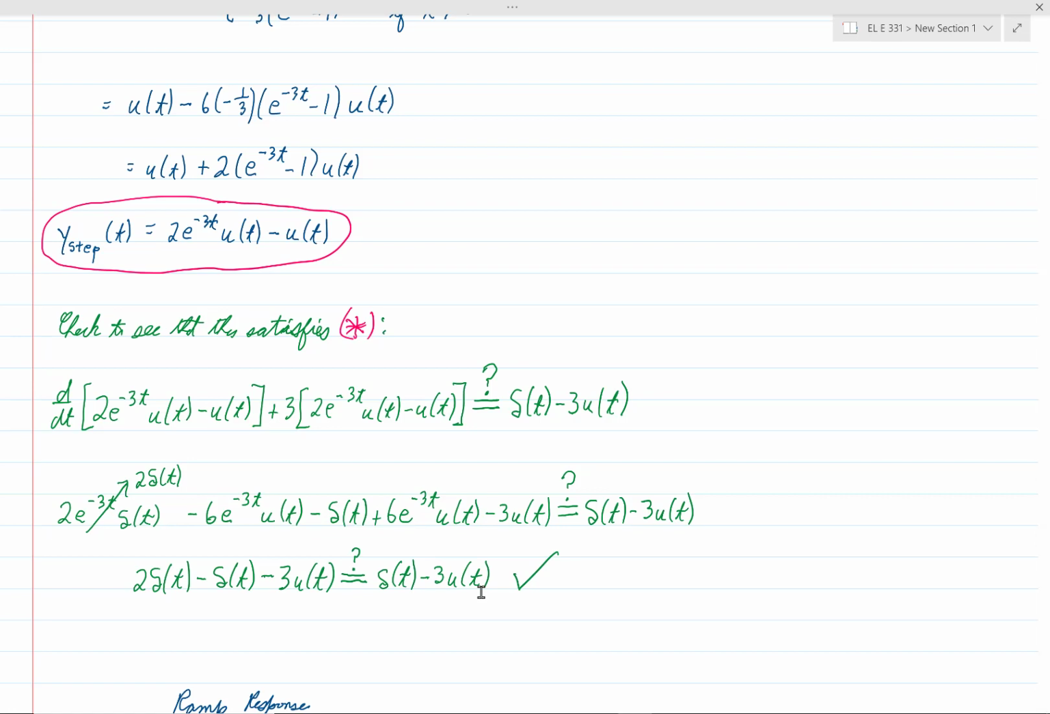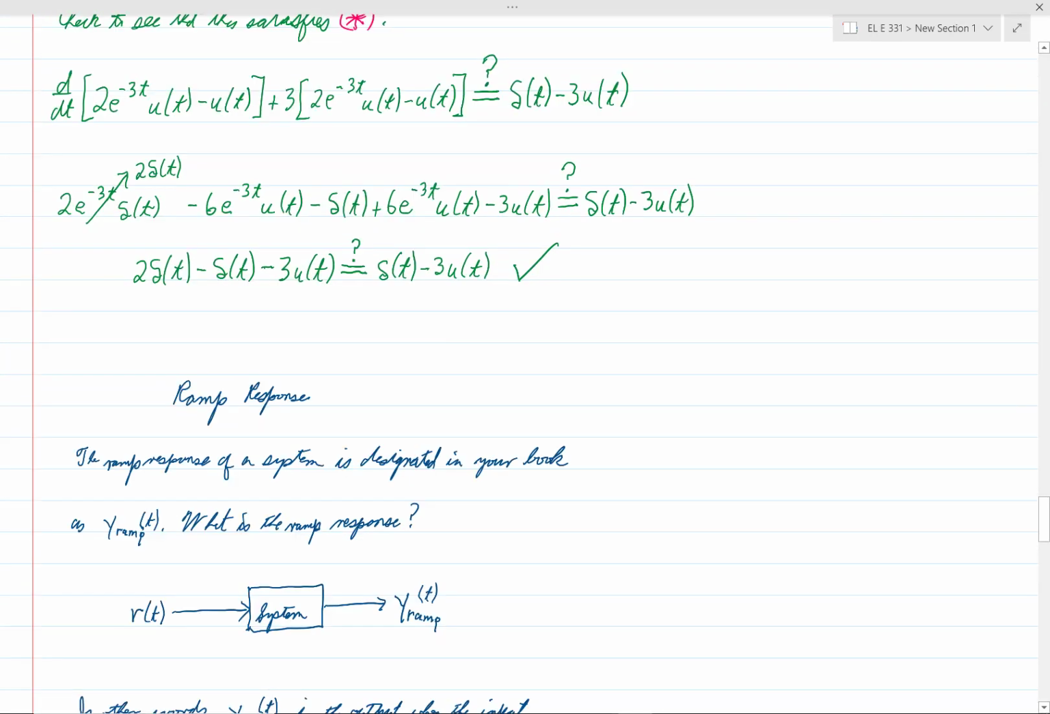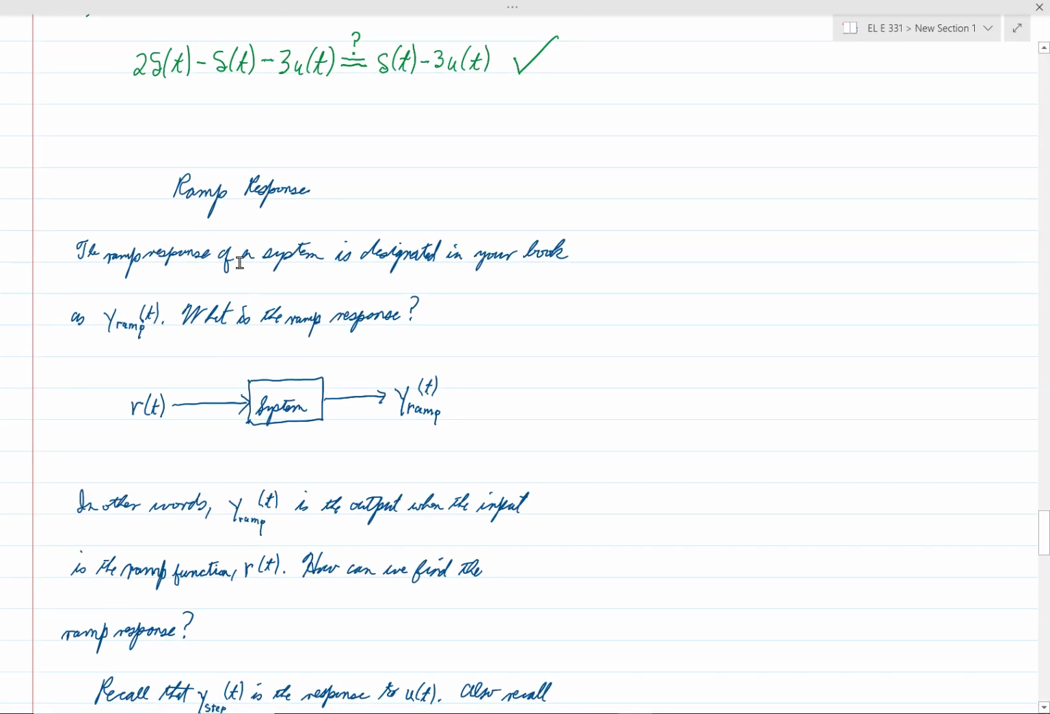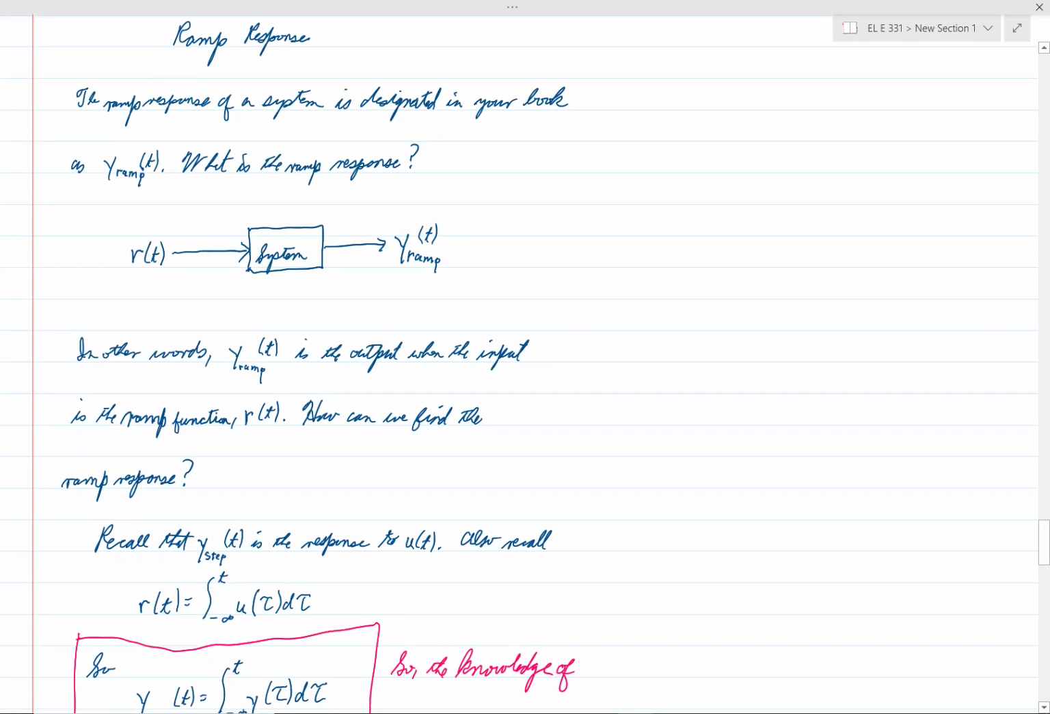And now the last thing to talk about in this lecture is how do we find the ramp response, and it is extremely similar. The ramp response of a system is designated in your book as y ramp of t, and as the name suggests, that is the response of the system, the output when the input is the ramp function. How can we find the ramp response?